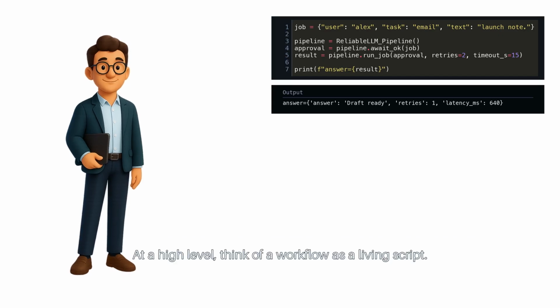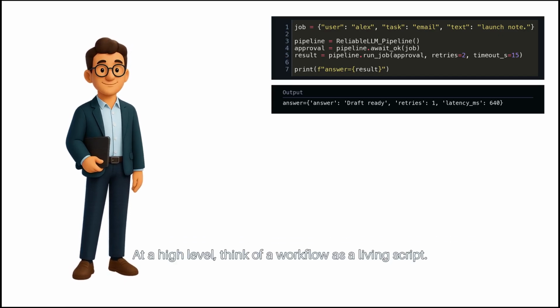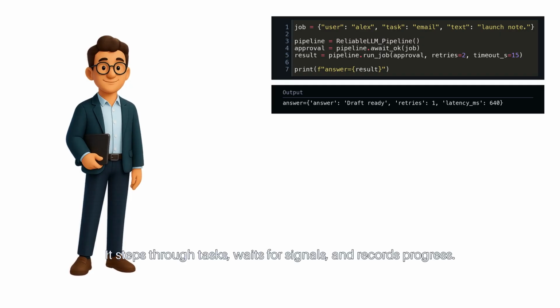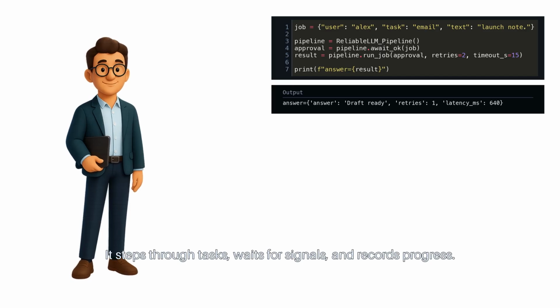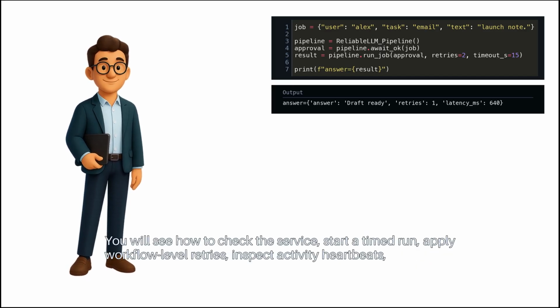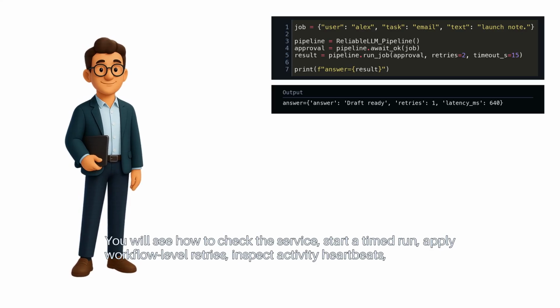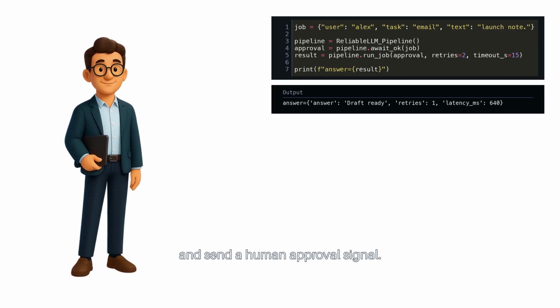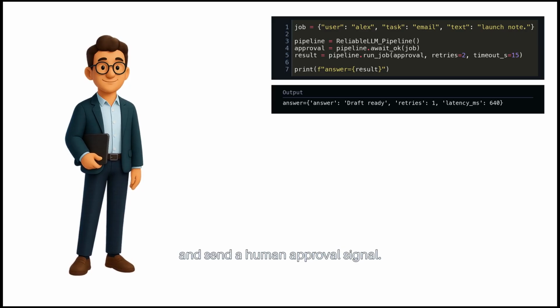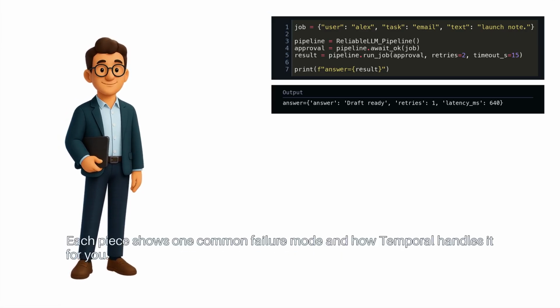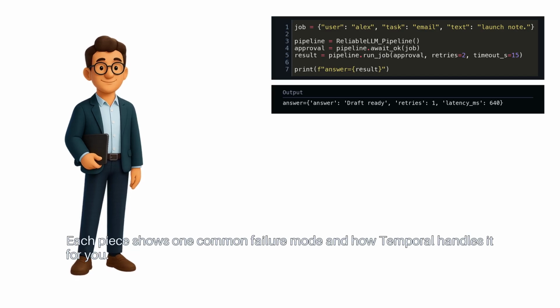At a high level, think of a workflow as a living script. It steps through tasks, waits for signals, and records progress. You will see how to check the service, start a timed run, apply workflow-level retries, inspect activity heartbeats, and send a human approval signal. Each piece shows one common failure mode and how Temporal handles it for you.